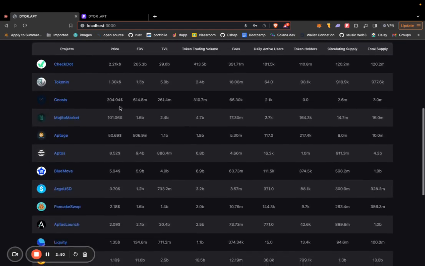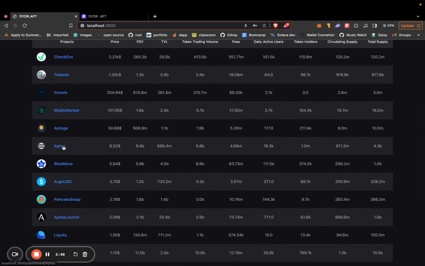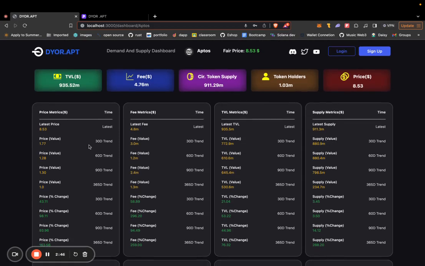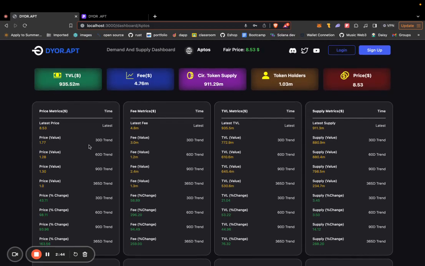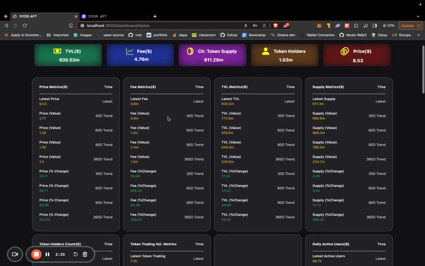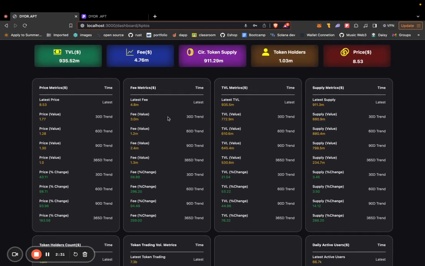So if you go down, you can see the Aptos. If you click on the Aptos, you can go to another dashboard of that Aptos. Inside this page, you can see more detail about the Aptos token. So this is the TVL, fee, circulating supply, and the price metrics right now. So all the categories are mapping to the metrics.